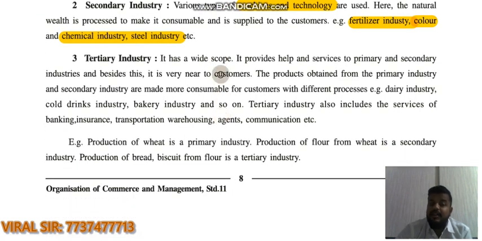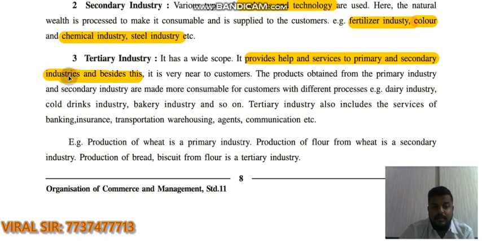Tertiary industry is the service sector, which provides help and services to primary and secondary industries. The products obtained from the primary and secondary industries are made more consumable for customers with different processes. Examples: dairy industries, cold drink industries, bakery industries. So tertiary industries include the services of banking, insurance, transportation, warehouses, agents, communication, all the auxiliary services we can say.